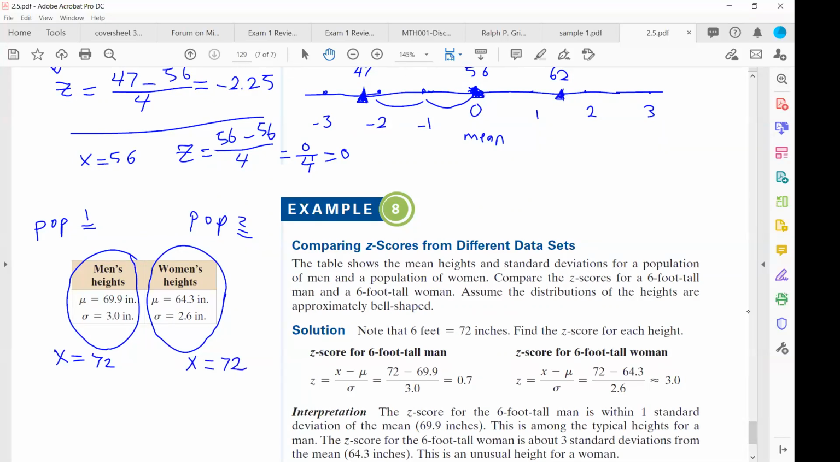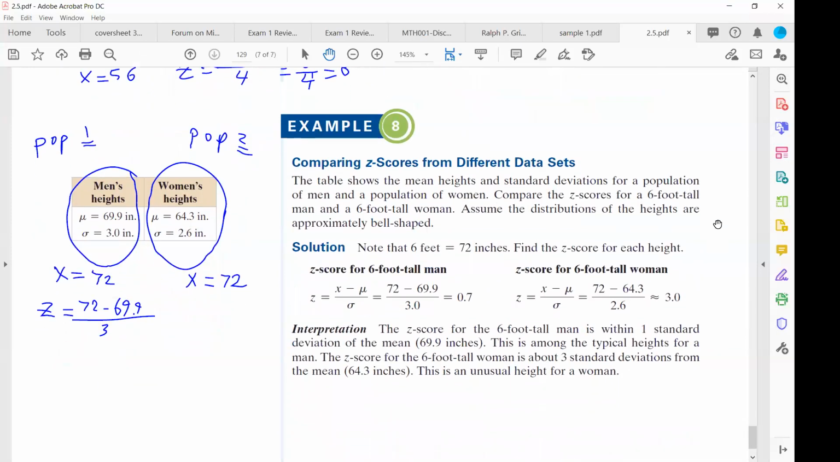Then we compare z-scores. The first z-value: 72 minus 69.9 divided by 3. My first z-value is 0.7. Very good. It's very close to the mean. The second z-value: 72 minus 64.3 divided by 2.6. The second z-value is 3. Oh God, that's a very unusual value.